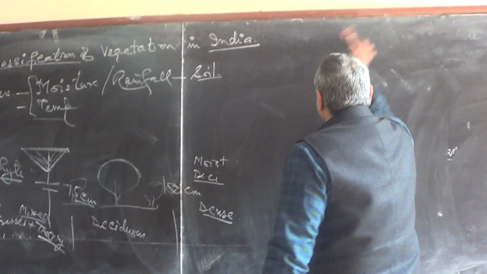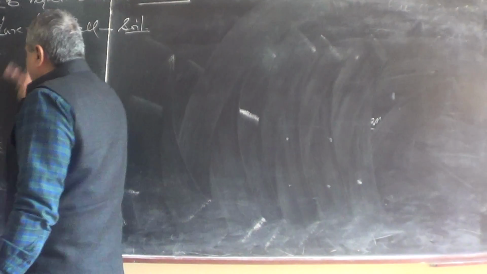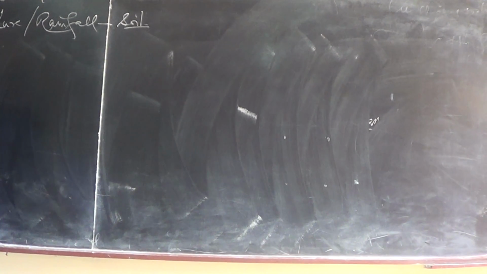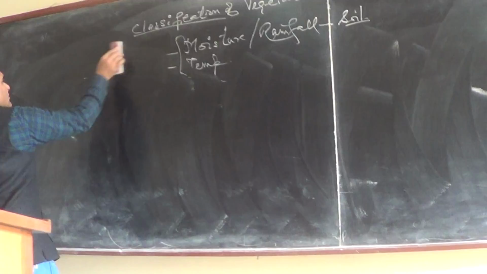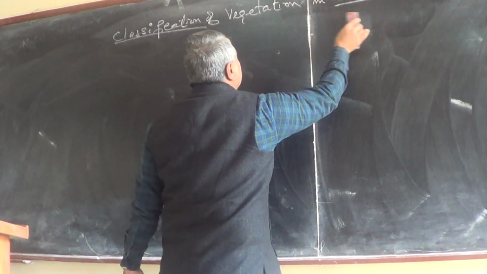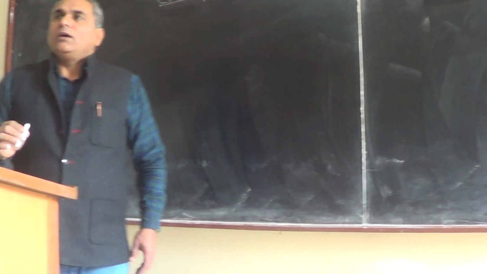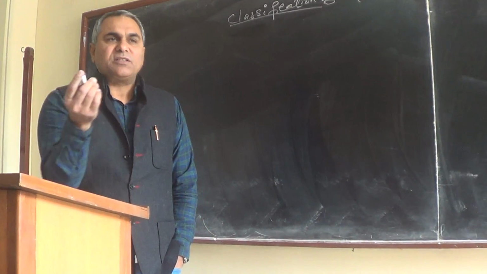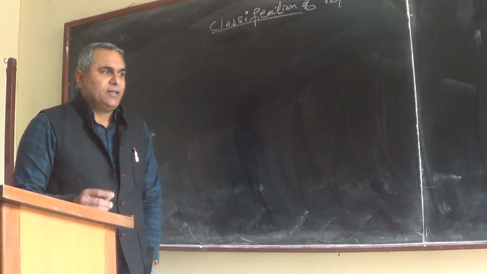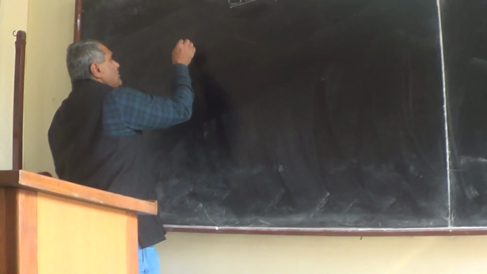In India, because of the geographical location and the subcontinental character of the country, we have monsoonal climatic conditions. These monsoonal climatic conditions give a particular shape to the vegetation of India. Broadly, we can say there are two types of vegetation.